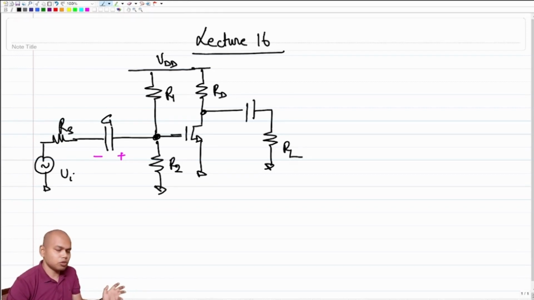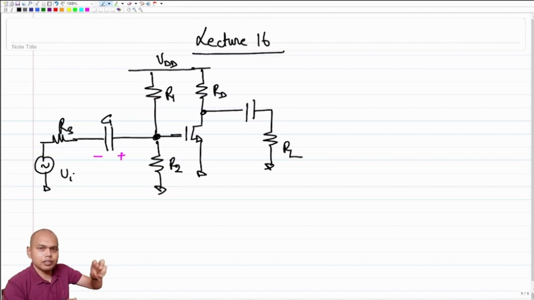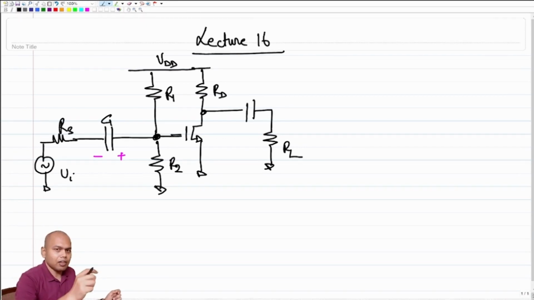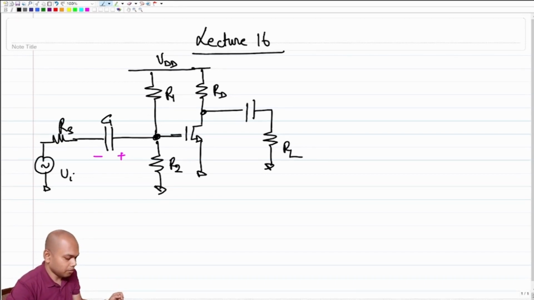One way to fix that was to make sure that the quiescent voltage on both sides, like the MOSFET side and the resistor side, are identical. One way to do that was to put a series battery in series with the resistor, such that the value of the battery is exactly equal to the quiescent voltage of the MOSFET at the drain of the MOSFET.